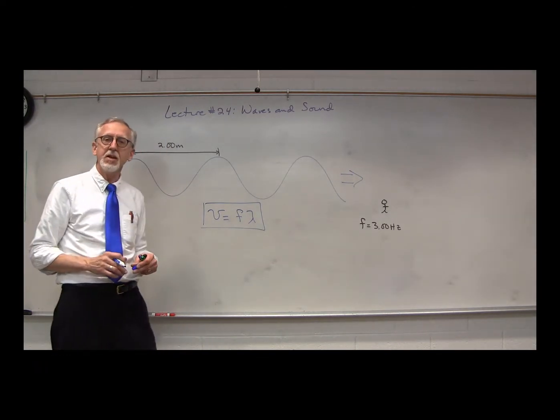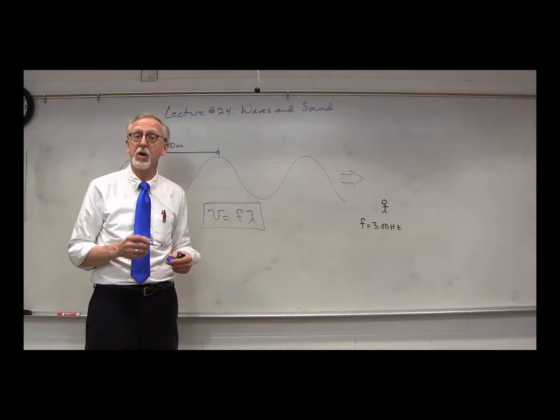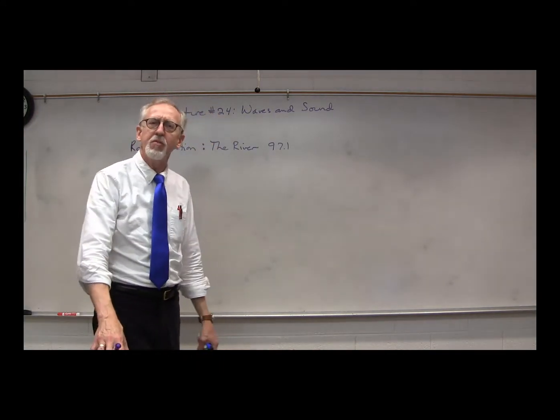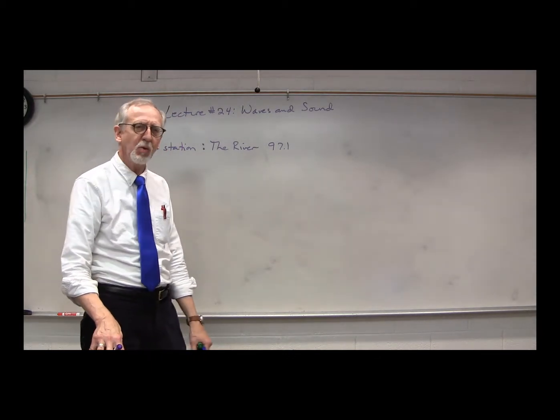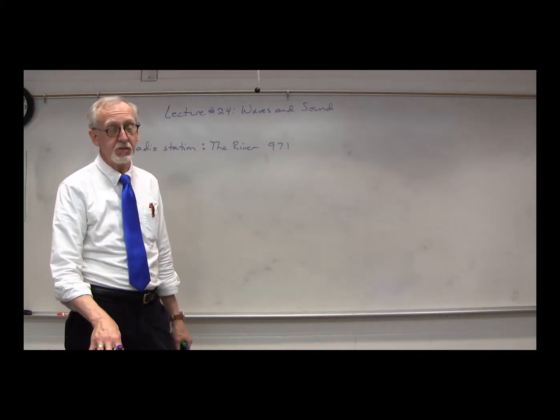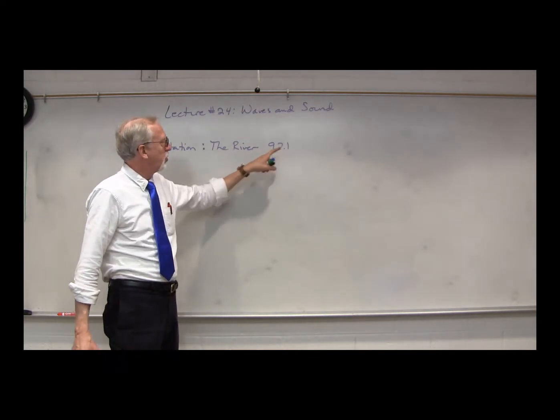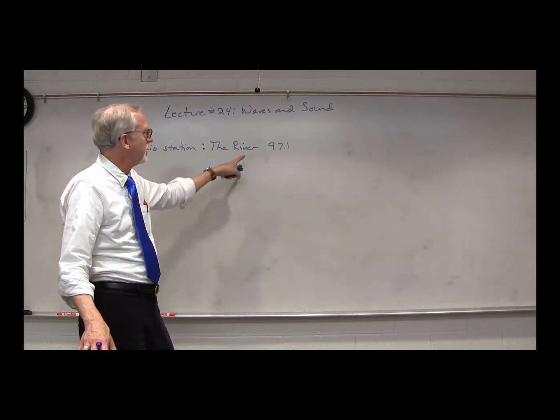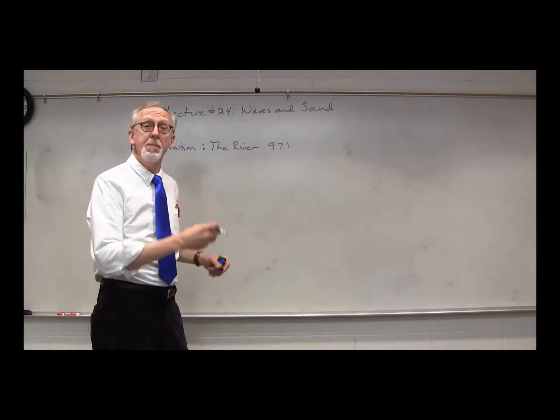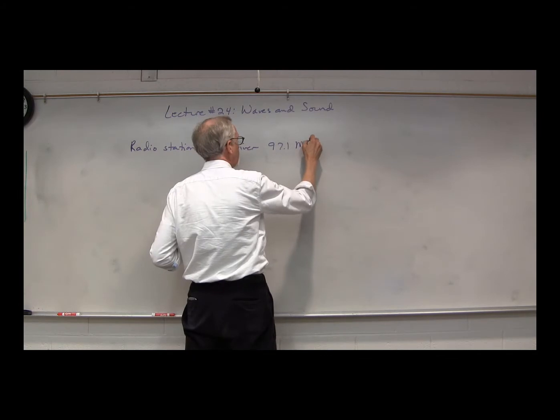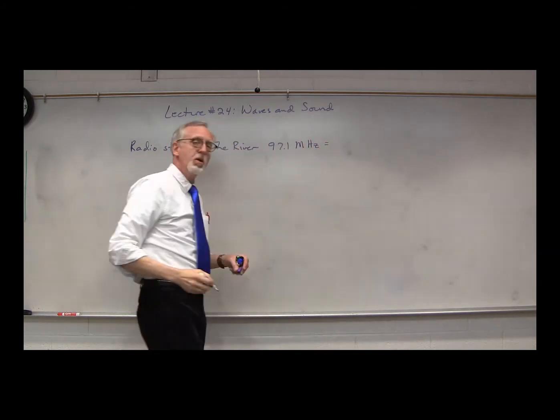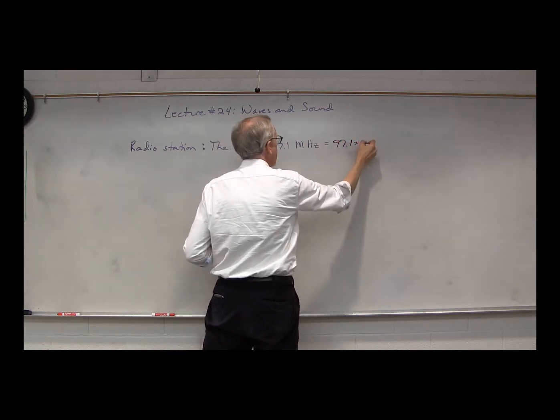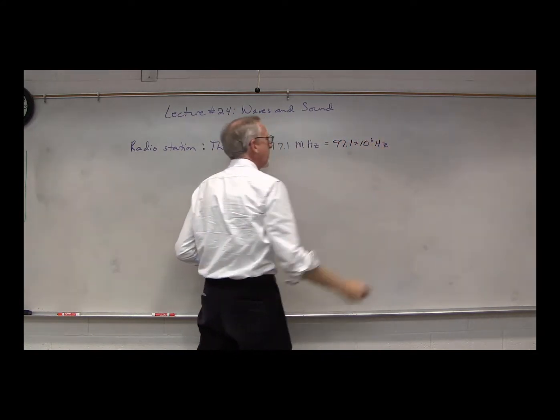Let's stick some numbers in here and see if we can figure out a wavelength for a particular wave. One of my favorite radio stations here in Atlanta is the River 97.1. Let's see if we can figure out what's the wavelength of this radio station. Now 97.1, what does that mean? Well, that's the frequency of the radio station. What are the units? 97.1 megahertz. In other words, the frequency of that radio station is 97.1 times 10 to the 6th hertz.